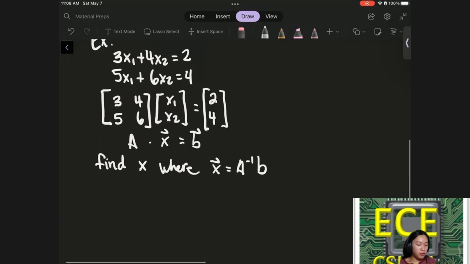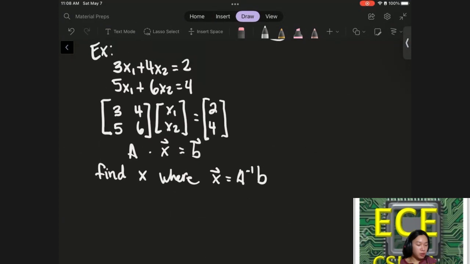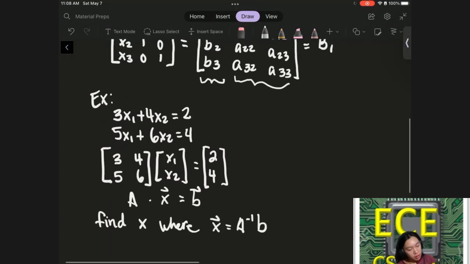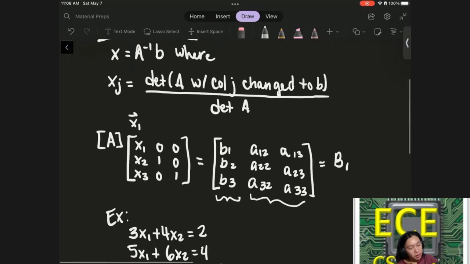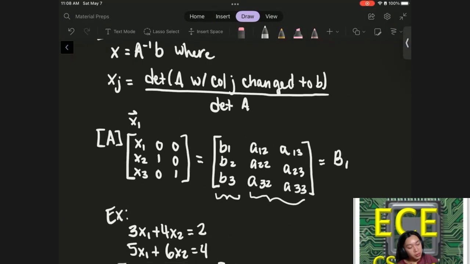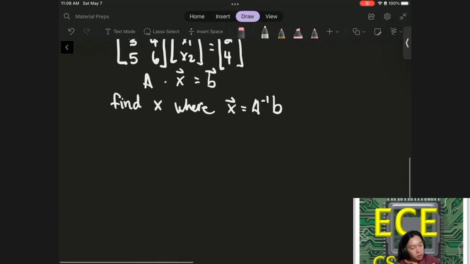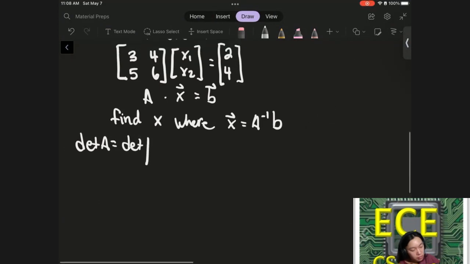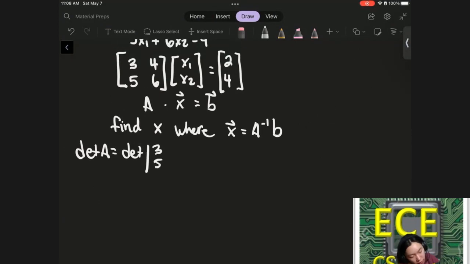Okay, so let's start off with finding the determinants that we need. First, let's do the easy one. We're going to need the determinant of the original matrix A. So the determinant of A equals the determinant of 3, 4, 5, 6, which equals -2.